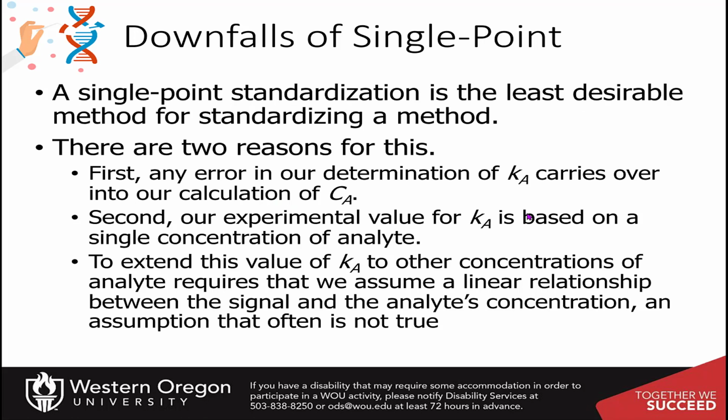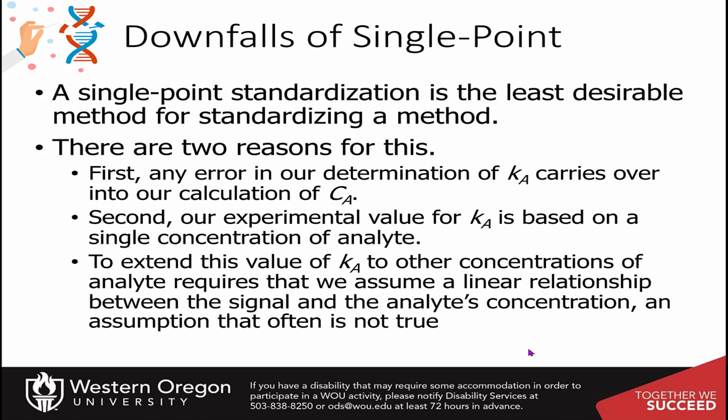So there's some downfalls of using just a single point. If you have any error in your determination of K, it's going to carry over into all of your calculations of the concentrations of analyte in your samples. So they'll all be off, and you may not notice because you only had one standard. Another thing is that the experimental value for K is only based on that single concentration of analyte. So we're assuming that it is giving us a linear correlation for all concentrations of the analyte, and that's not necessarily something that we can really assume, right?